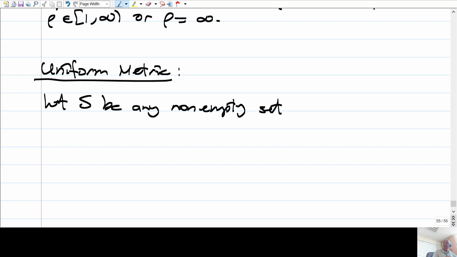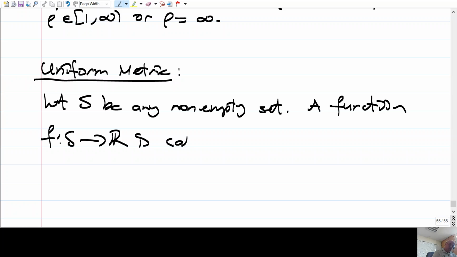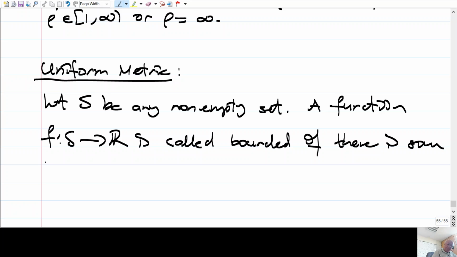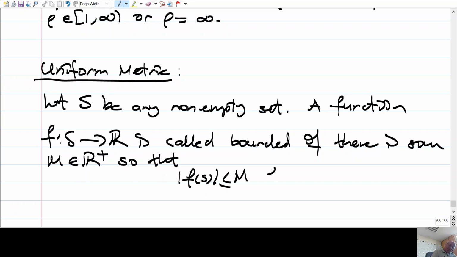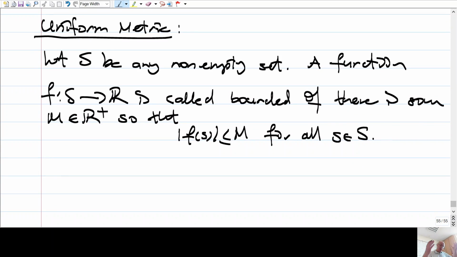A function f from S to the real numbers is called bounded if there is some m so that the absolute value of f of s is less than m for all s in S, right? The values of this function don't get too high.